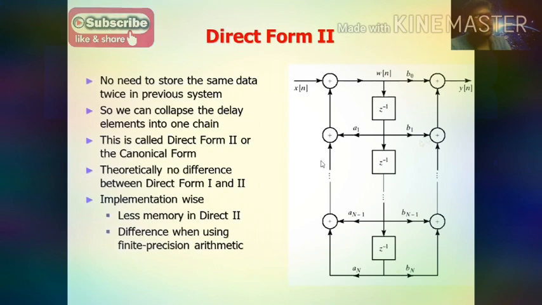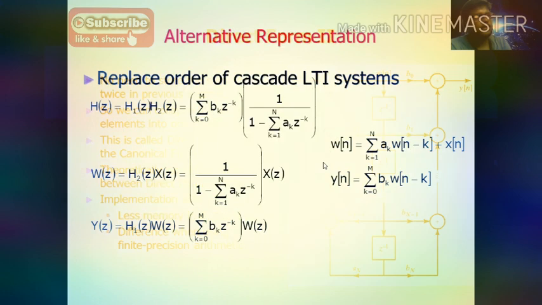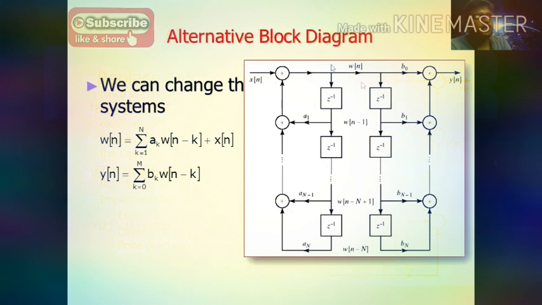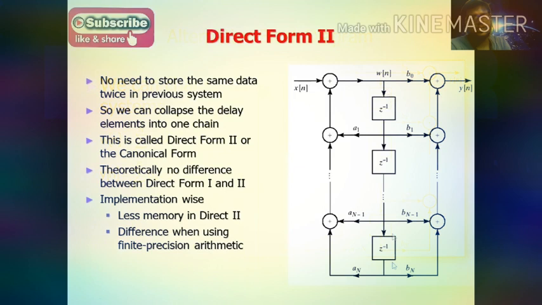Look at the previous slide, direct form 1. H1 of Z consists of separate delay elements, and H2 of Z also has separate delay elements. So both have separate delay elements: 1, 2, 3, 4, 5, 6, etc. But this number of delay elements can be reduced by direct form 2. Look at the structure, it will be totally different.